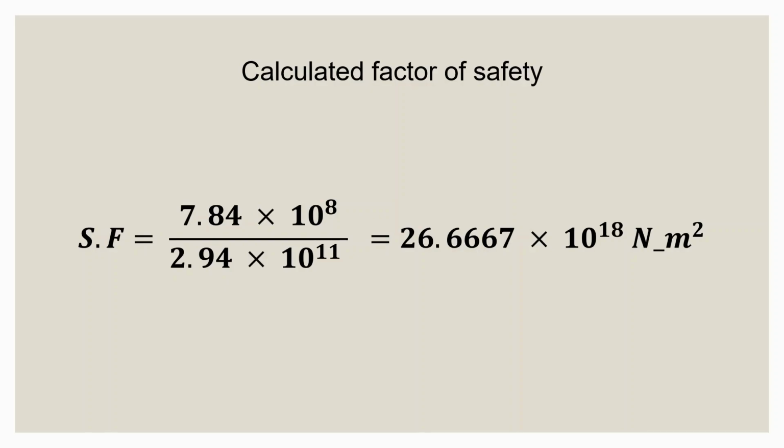which is minimum von Mises stress divided by maximum von Mises stress, which is 7.84 multiplied by 10 power of 8 divided by 2.94 multiplied by 10 power of 11, then we get 26.6667 multiplied by 10 power of 18 Newton per meter square.